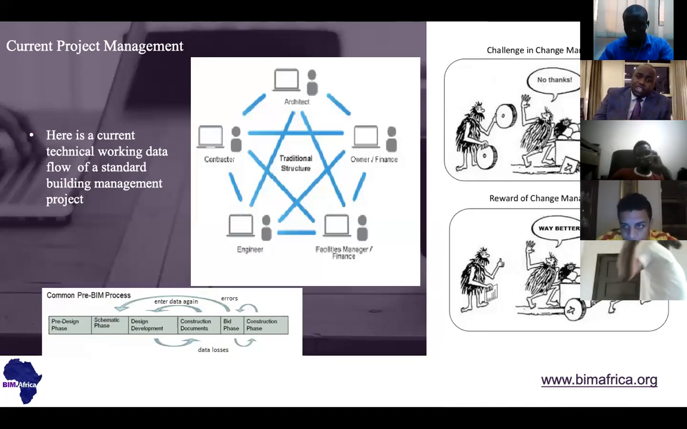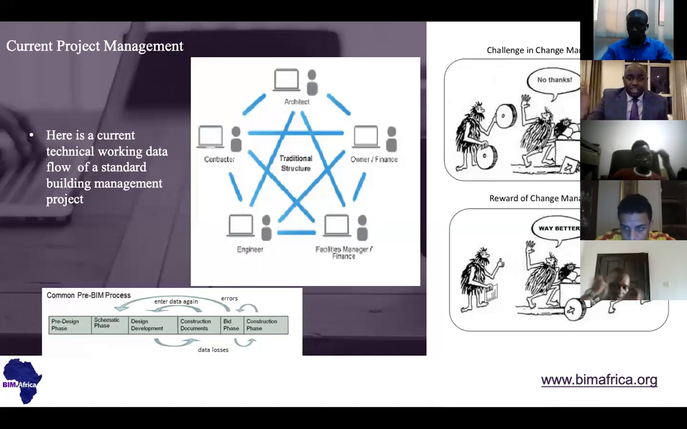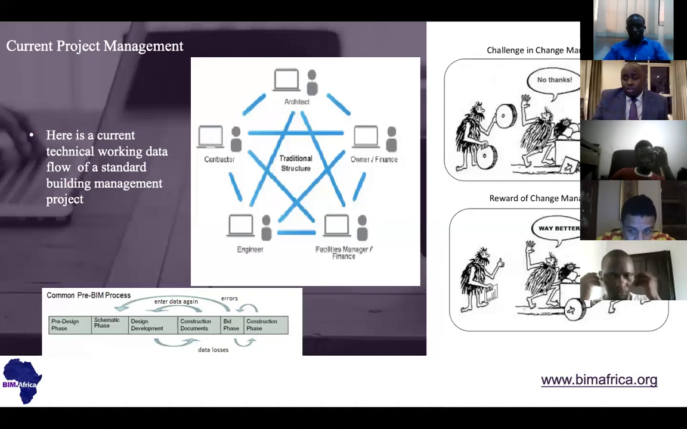BIM is not here to question anyone. So it's always wrong to think that BIM manager is a particular profession that is also being created in the construction industry. Yes, of course, for the time being you will see that happening, but not anymore, not in the long run. Let's go to the next one.